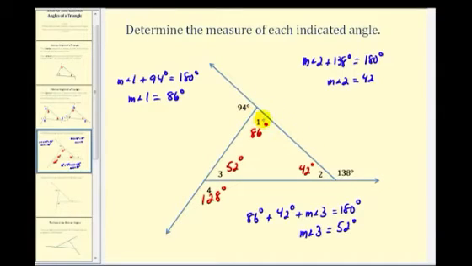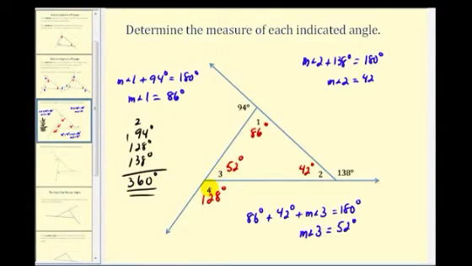Let's just take a moment and sum the exterior angles of this triangle. You have 94 degrees, 128 degrees, and 138 degrees. This is going to be 20, carry the 2. It's going to be 11, 13, 16, carry the 1, 360 degrees.